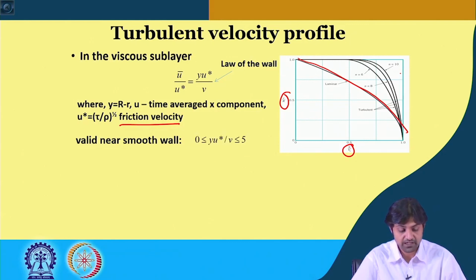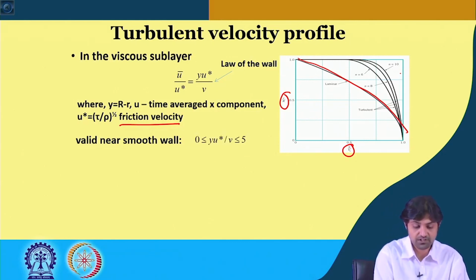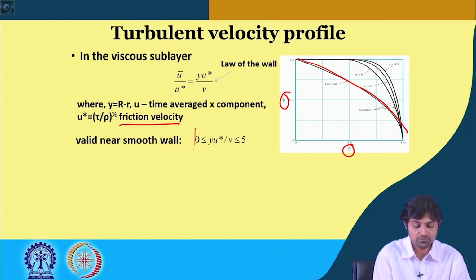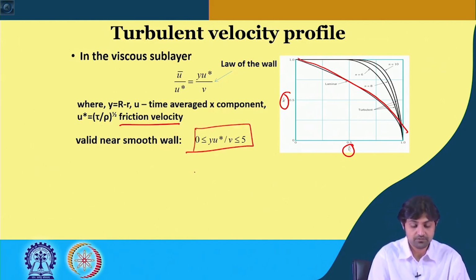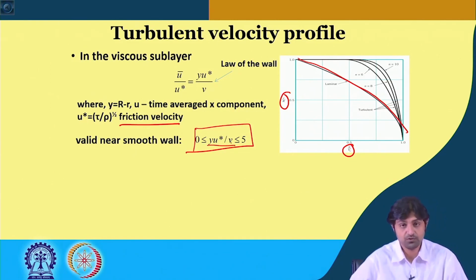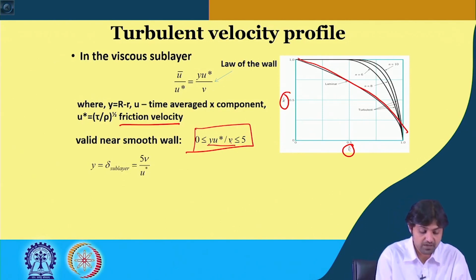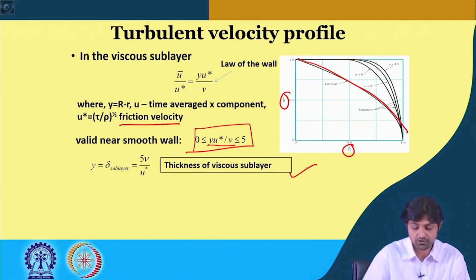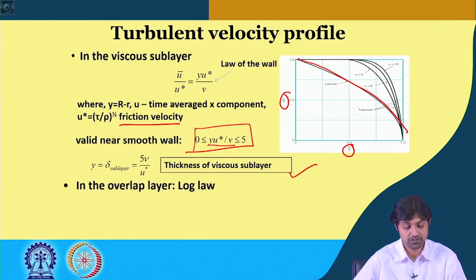This viscous sublayer is valid very near the smooth wall. So, this law of the wall is valid very near to the wall, the extent of which is given by y u star by nu less than 5. So, the thickness of the laminar sublayer can be written as 5 nu by u star. This is important to remember. I think you must remember this value.